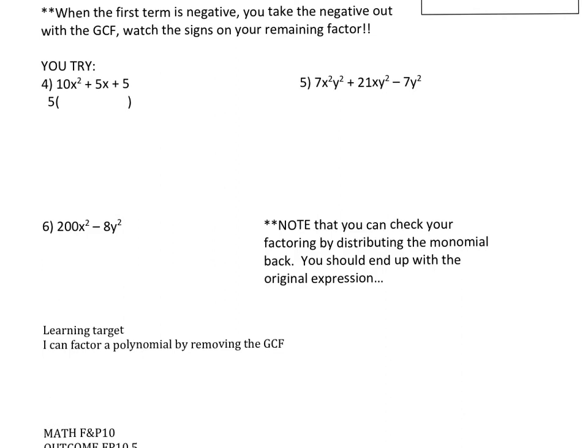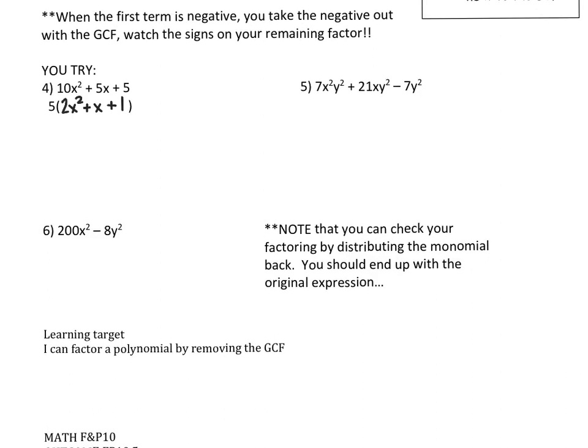Try number 4. I've shown you that the greatest common factor is 5. I want you to tell me what's going to be left inside of the bracket when you factor the 5 out. So you go ahead and pause the video now, do it, and then come back and check. Okay, so you can see that we'd have 2x squared plus x plus 1.